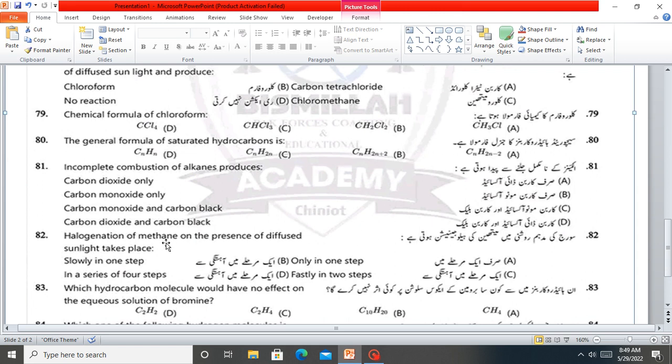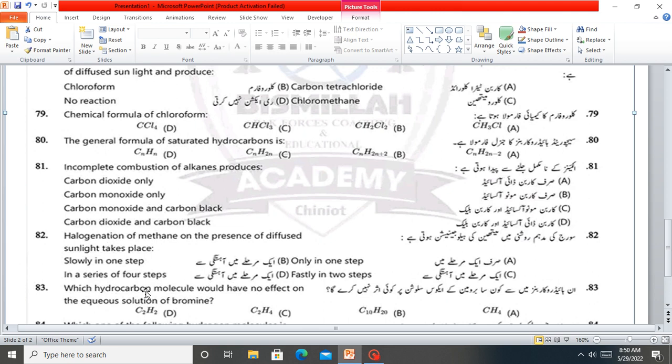Halogenation of methane in the presence of diffuse sunlight takes place: is it slowly in one step, in a series of 4 steps, only in one step, or fast in 2 steps? During halogenation of methane, there are respective steps: initiation, propagation, termination, and formation. So it is in a series of 4 steps involved in halogenation of methane in the presence of sunlight.